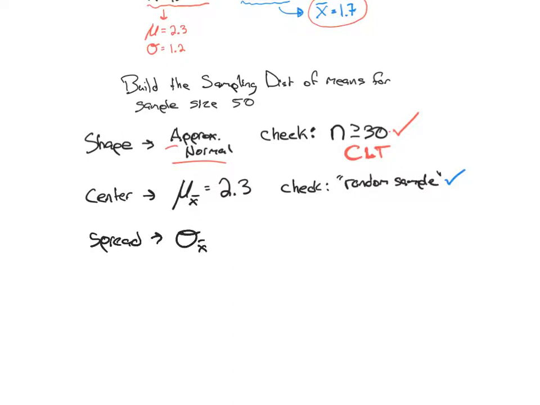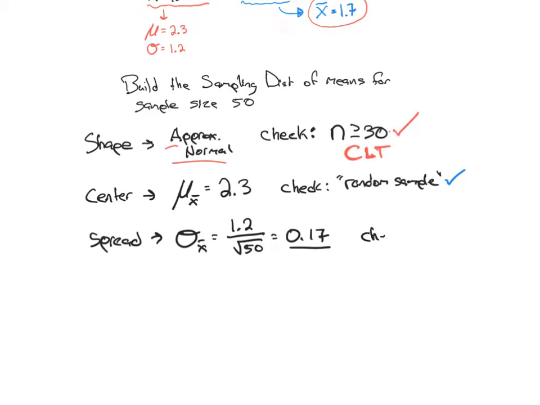Well, by formula, the spread is going to be the standard deviation of the population divided by the square root of n, the square root of 50 here. That's going to require my calculator. 1.2 divided by the square root of 50. So it is going to be 0.17. Let's just go ahead and round that.